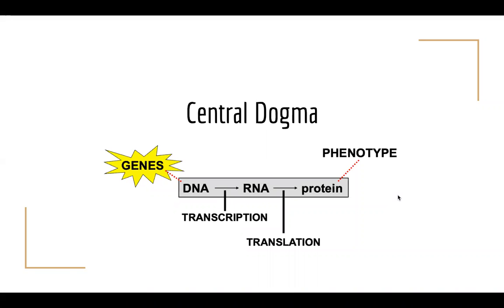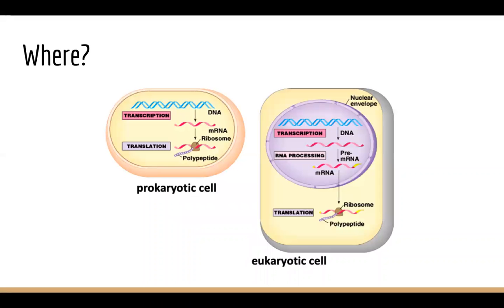So we've been talking about the central dogma. Specifically, today what we'll be going over is transcription. And so first off, let's talk about where transcription occurs. In prokaryotic cells, transcription occurs in the cytoplasm, while in eukaryotic cells, it occurs in the nucleus.